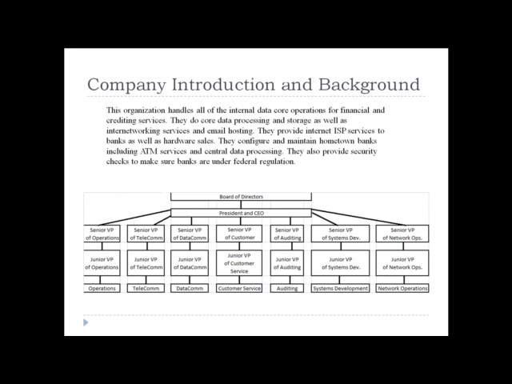This is sort of a structure of your organization and a little bit about what you guys do, because it's important that we understand how your business runs in order to build your network for you. From what we understand, you are an internal data core operations for financial and crediting services. This means you do anything from data processing to storage to email, as well as ISP services for companies like banks, credit unions, etc.